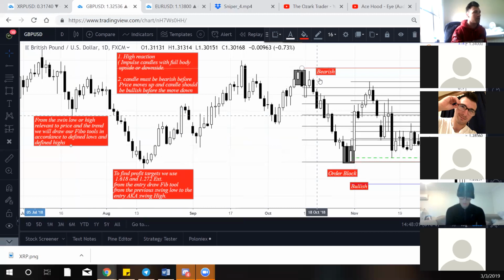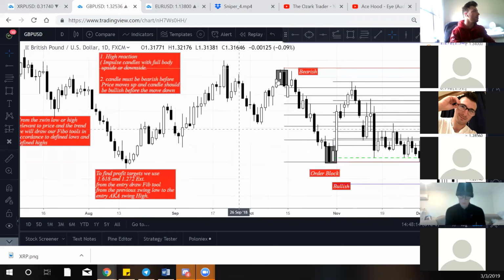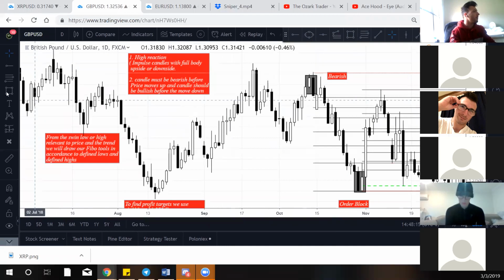Next, we look for the swing high and the swing low. So when we have a defined swing high and swing low, then we can draw from the swing high to the swing low our Fibonacci tool, and we can go and find our entries, our optimal trade entries. Let me define that too for you guys.